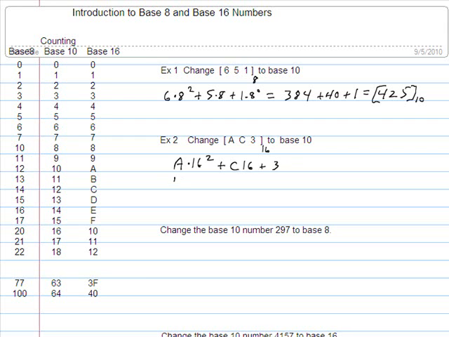And A 16 squareds, that's 10 256's, and C 16, well, C is a 12, so C 16 would be 12 16's, which would be 192 plus 3. And when you put all that together, you get 2560 plus 192 plus 3, and that is 2755.